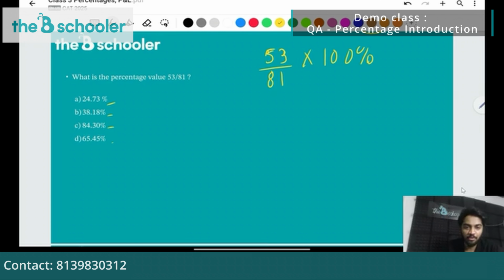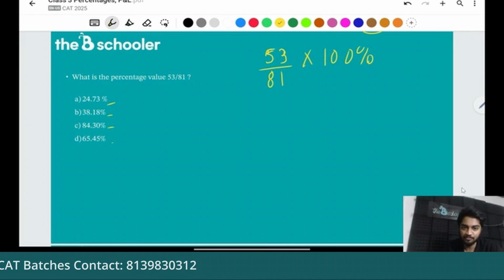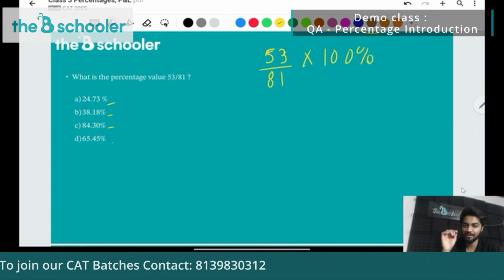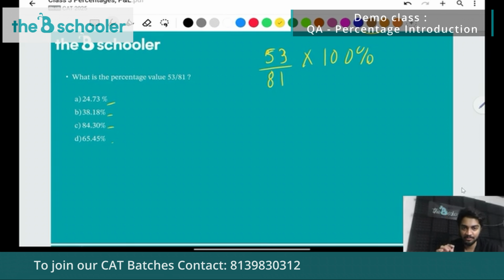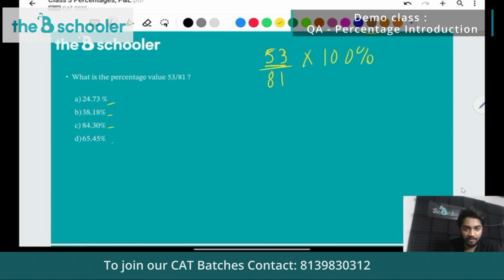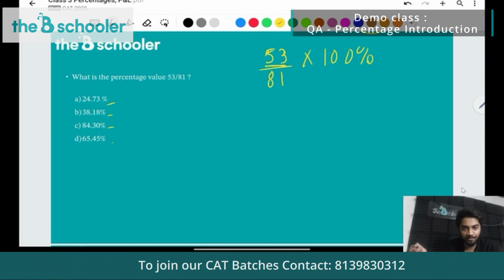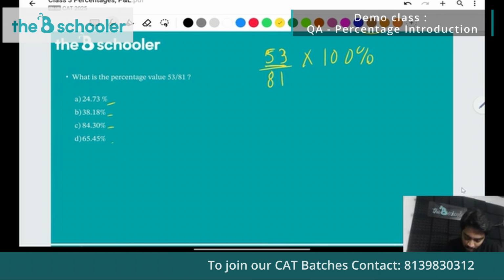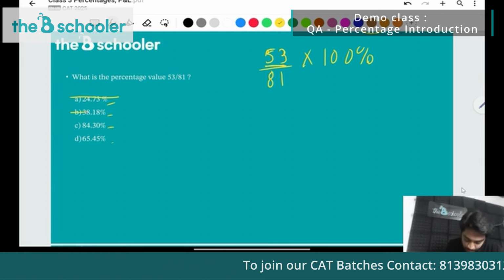You know, half of 81 is 40.5. That means if it were 40.5, the answer would be 50%. But the value is above 40.5. So you know the answer is going to be above 50%. Clear? The moment you get to know that, can you eliminate option A and option B?